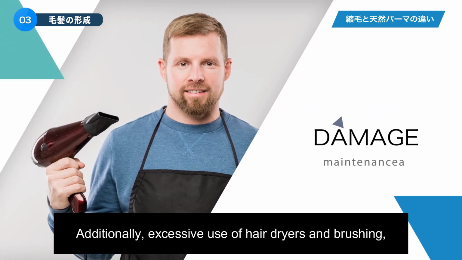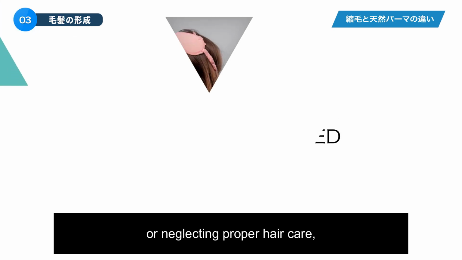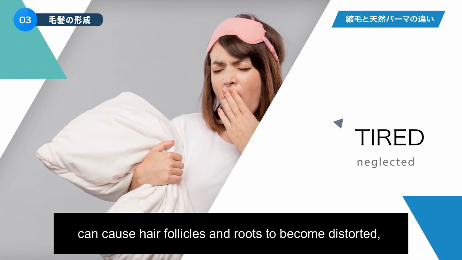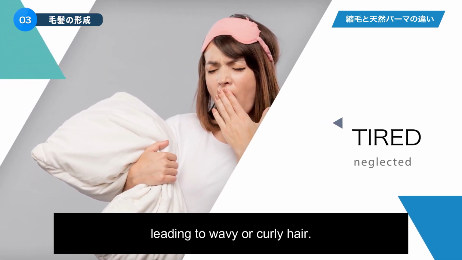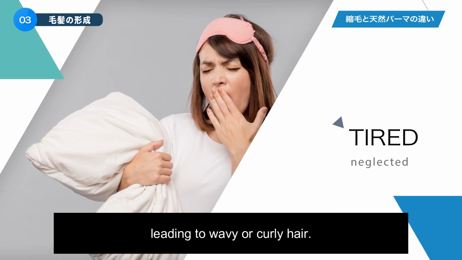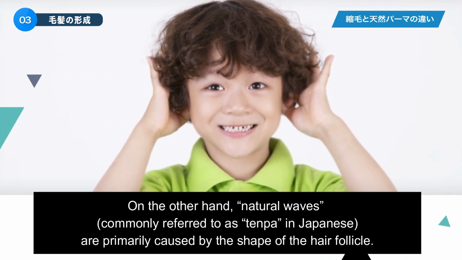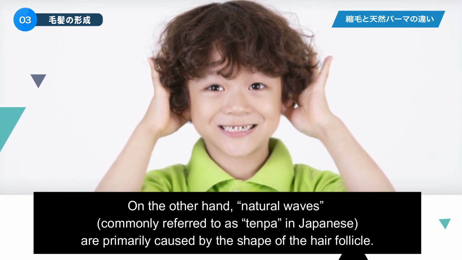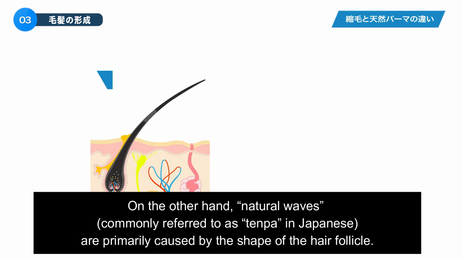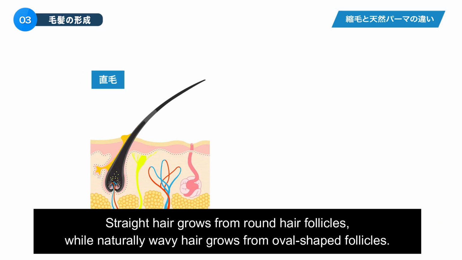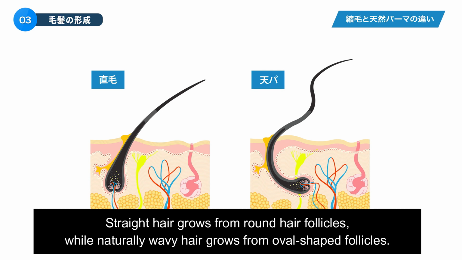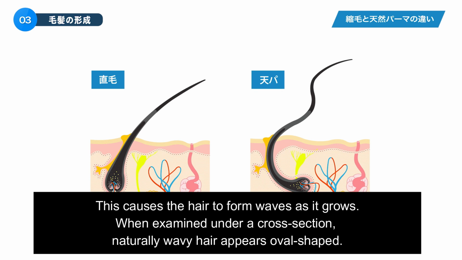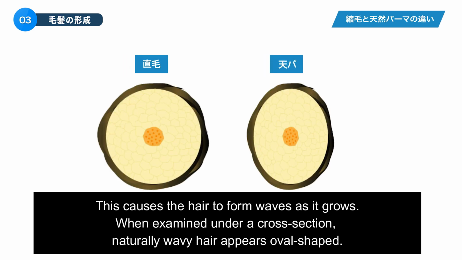Additionally, excessive use of hair dryers in brushing or neglecting proper hair care can cause hair follicles and roots to become distorted, leading to wavy or curly hair. On the other hand, natural waves, commonly referred to as tenpa in Japanese, are primarily caused by the shape of the hair follicle. Straight hair grows from round hair follicles, while naturally wavy hair grows from oval-shaped follicles. This causes the hair to form waves as it grows. When examined under a cross-section, naturally wavy hair appears oval-shaped.